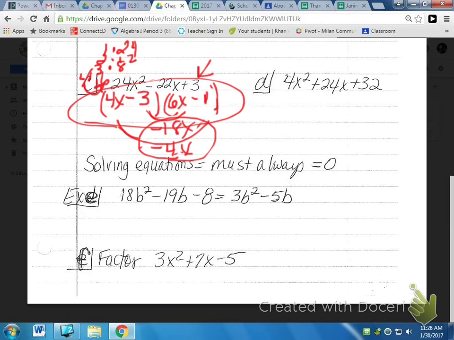All right, 4x squared plus 24x plus 32. Okay, check that out. 4 and 32, there's options. So let's do some extra trial and error here. 4x squared. So for the 4, I've got 1 and 4 and 2 and 2. I'm definitely going to try 2 and 2.